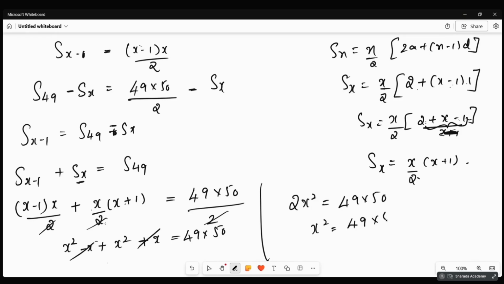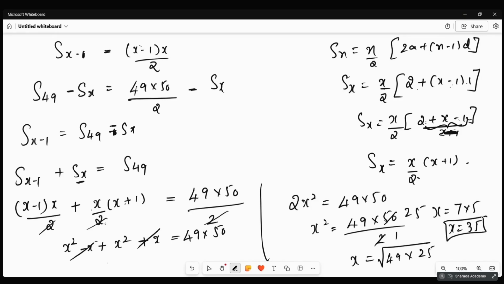or x square is equal to 49 into 50 by 2. So x is equal to root of 49 into 25. So x will be equal to 7 into 5, x is equal to 35. So don't multiply and then again take the root. Directly you can take: root of 49 is 7, root of 25 is 5. So x is equal to 35. Okay, so x is equal to 35 is the answer.